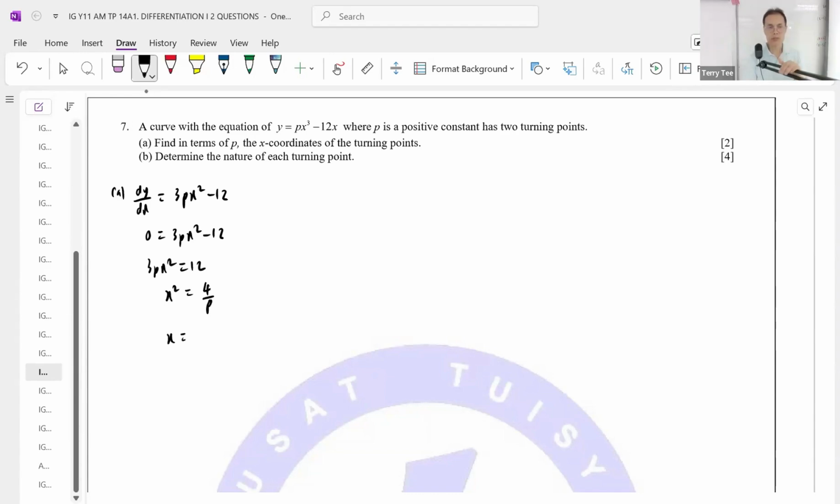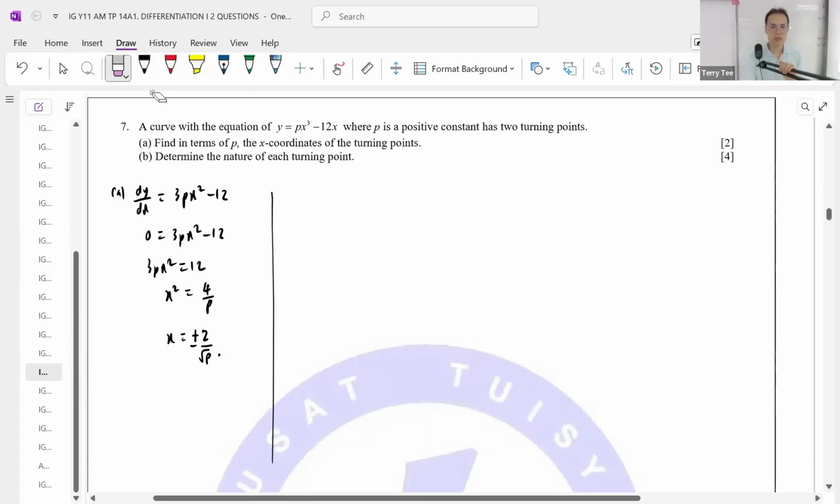Now, there are two turning points, right? Can I just write plus minus? Square root of 4 is 2, square root of p, I'll just leave it like this. Do you need to find the y coordinate? No need, the x coordinate only.